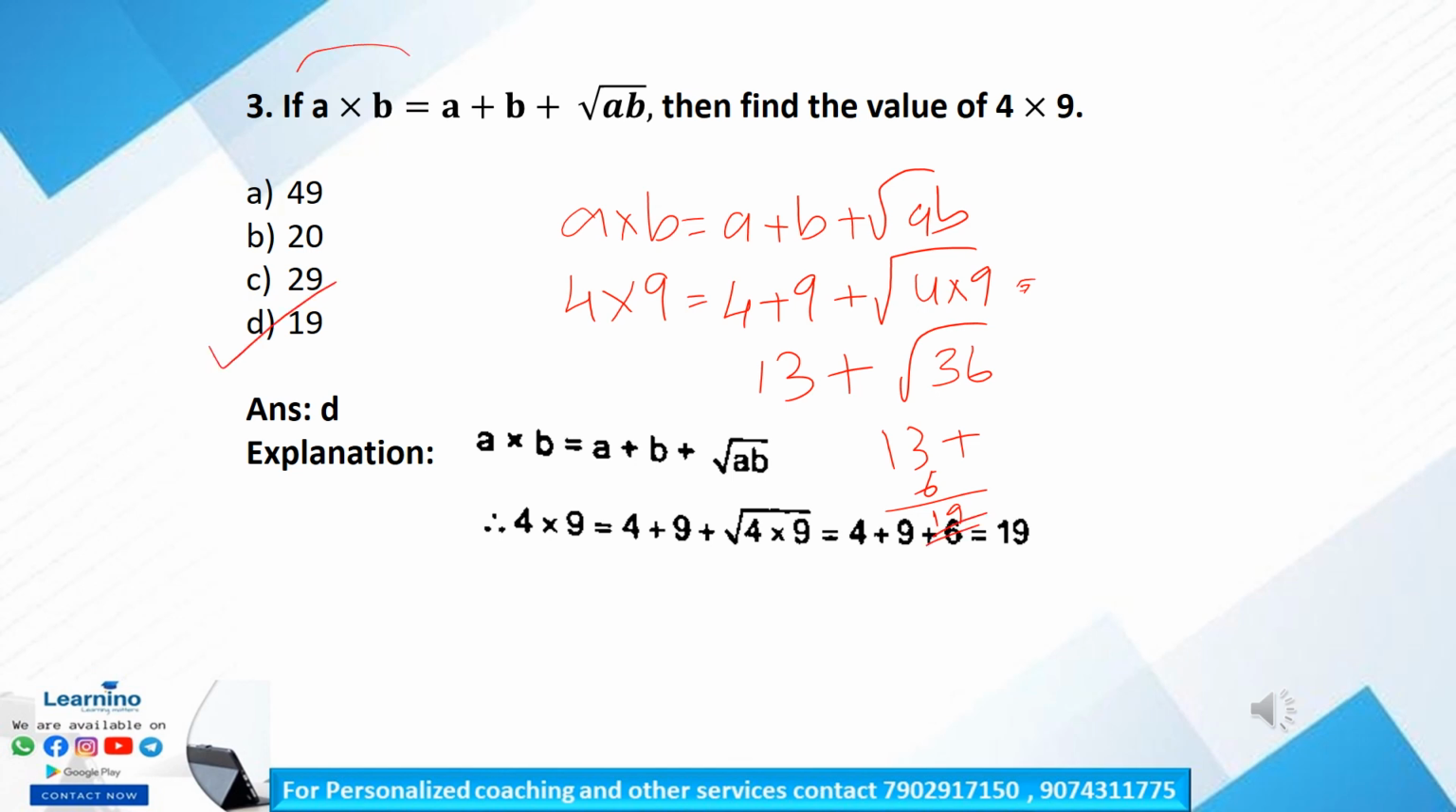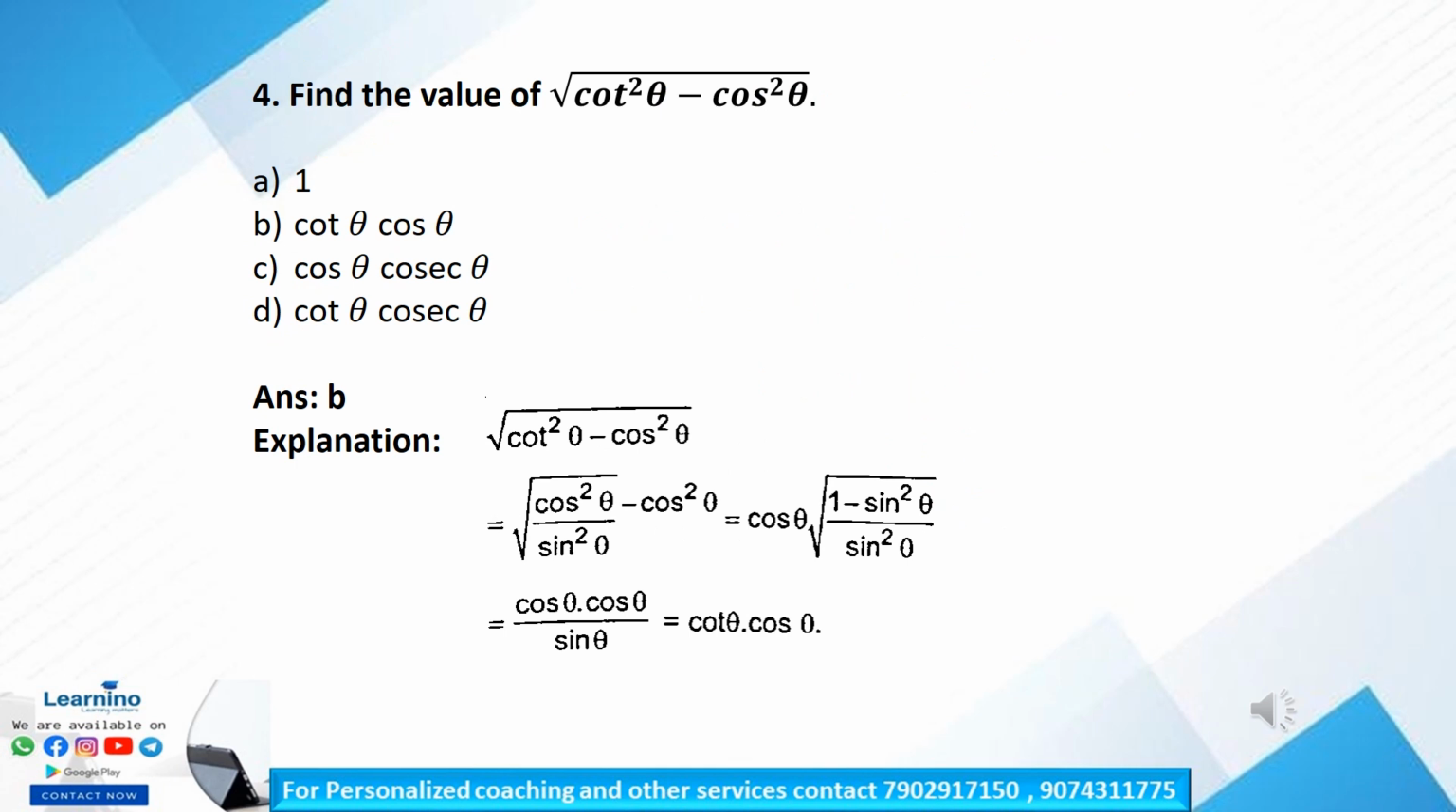Clear? So A into B is given, we have to find 4 into 9. So 19 is our answer. Clear? So next question, question number 4. Find the value of root of cot square theta minus cos square theta. Okay, so what is cot square theta? What is cot? Cot is equal to cos divided by sine, right?